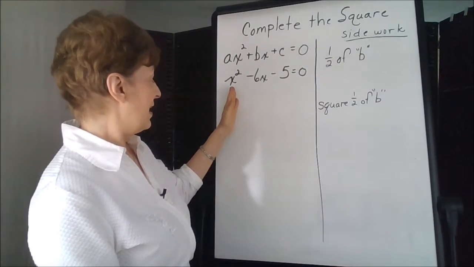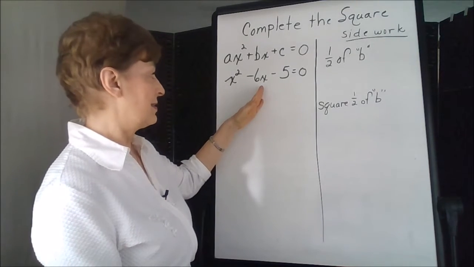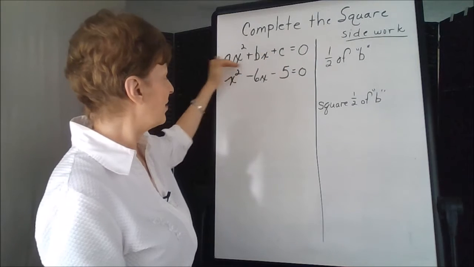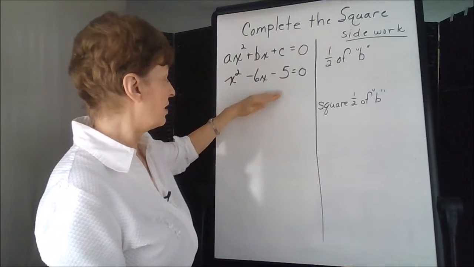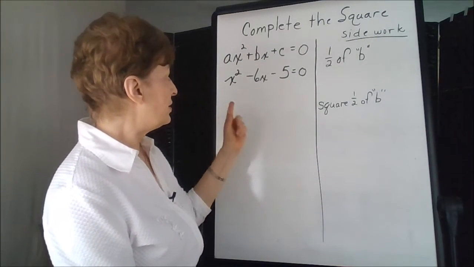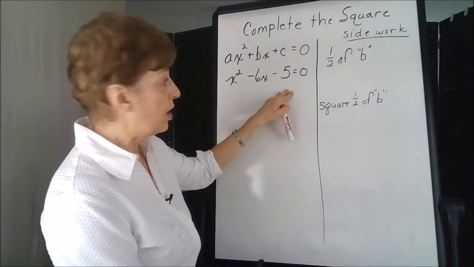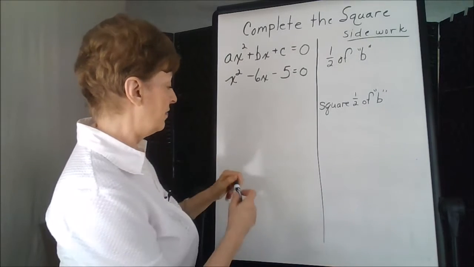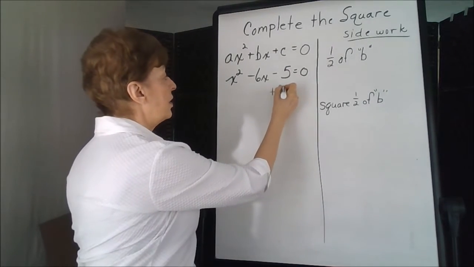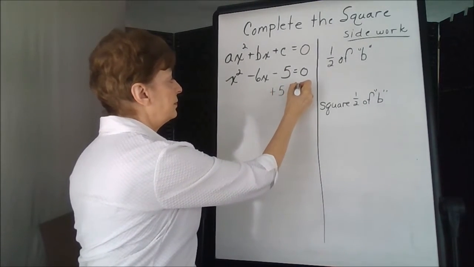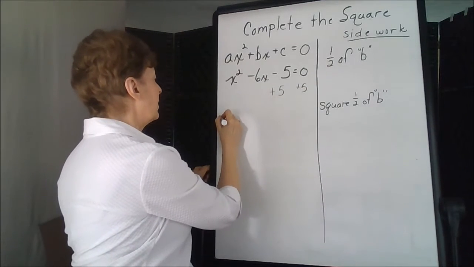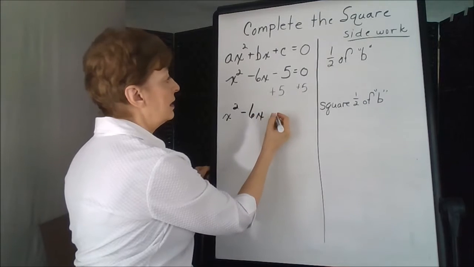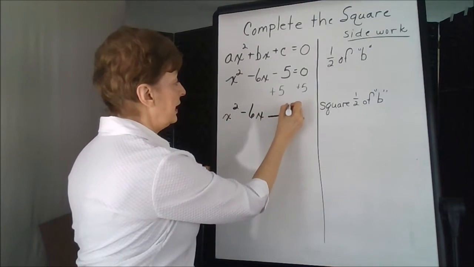When we have x squared minus 6x minus 5 equals 0, we've got it in our formula. It's all lined up. What we're going to do is complete the square. First of all, we have to remove the c portion to the other side of the equation. So that's our first step. Then we're going to have x squared minus 6x with a space here equals 5.